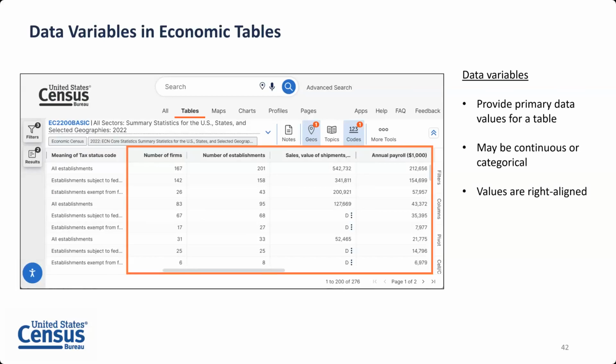So when we're working with economic data sets, what you're going to see in the tables is when you scroll to the far right of any economic data table, you'll see a variety of columns that are right aligned. The column header is right aligned, the values are right aligned, and they provide things like number of firms, number of establishments, sales, annual payroll. They can be categorical in nature as well.